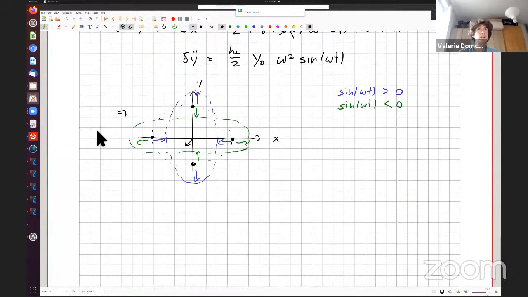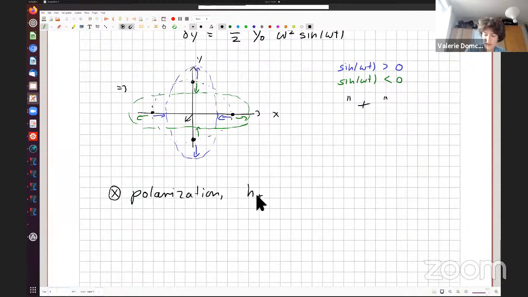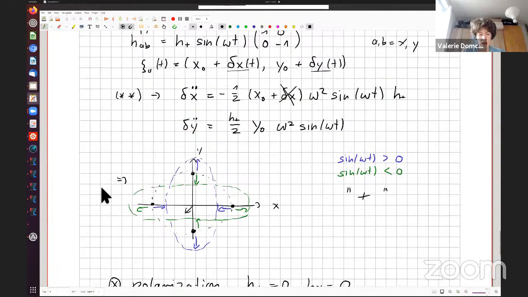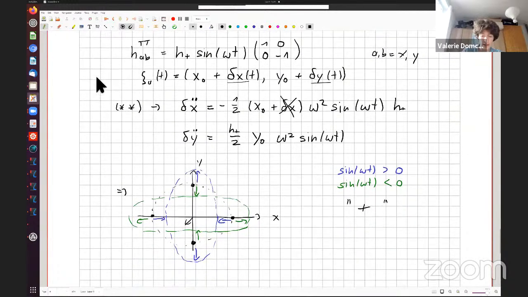Let me briefly draw the second polarization, and then we have plenty of time for questions. So this is what is referred to as the plus polarization, and then you can also do the cross polarization. To do that, you consider the opposite case where H plus is 0 and H cross is non-zero, and you go through the exact same steps, just that now you have the symmetric off-diagonal elements instead.